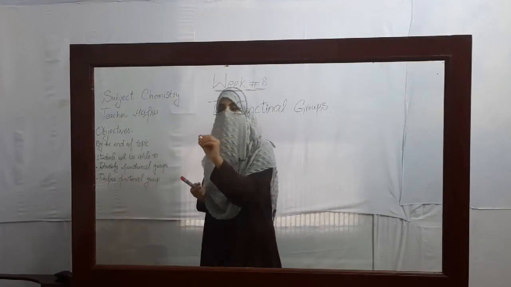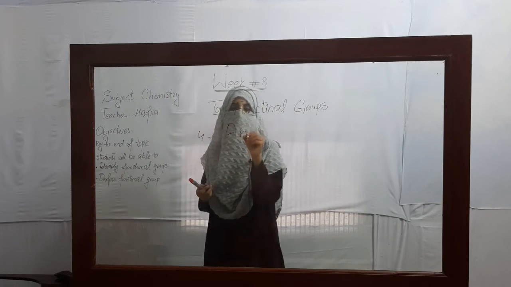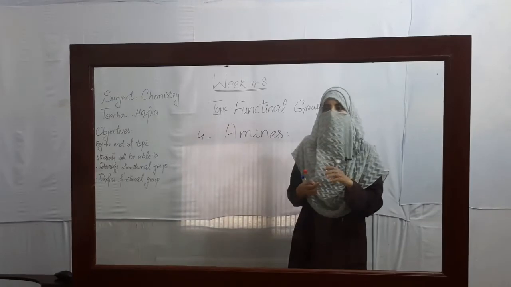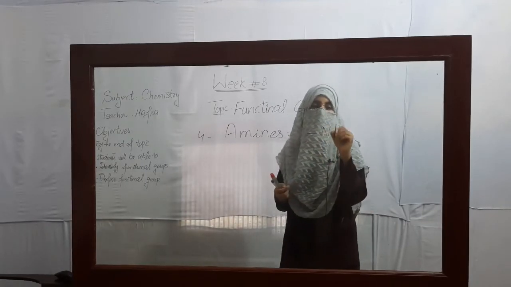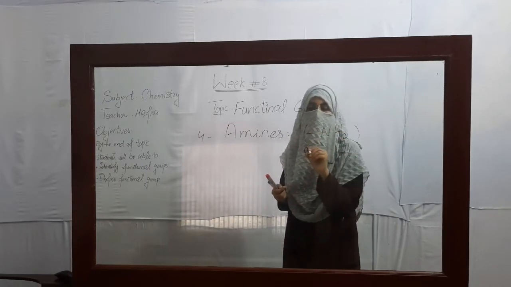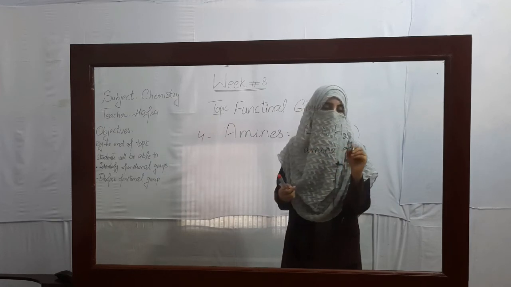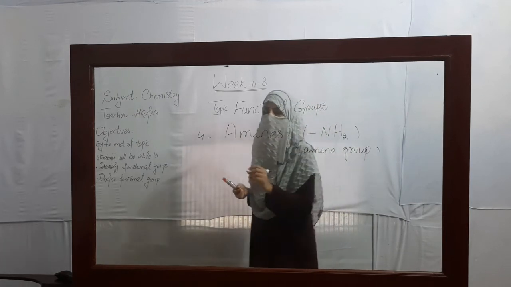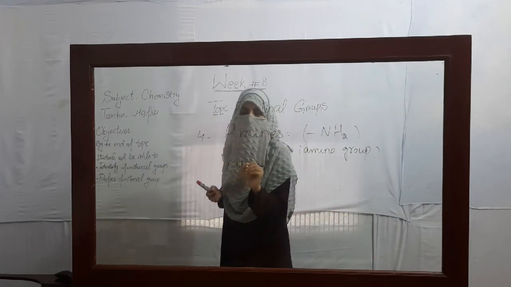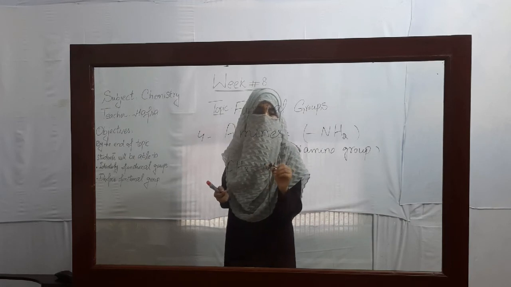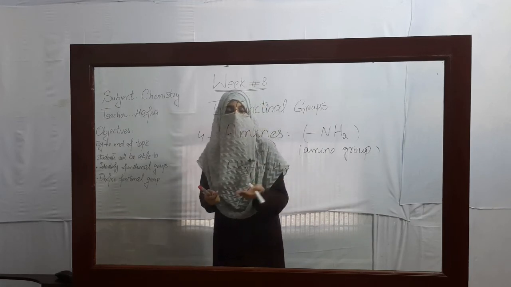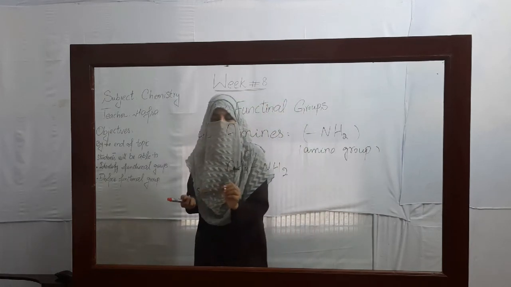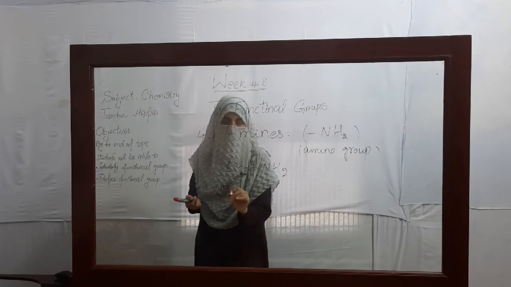Our last family is amine. Amine is a nitrogen family group. If an alkyl chain has that amino group, then it will belong to amines. Simply CH3 NH2, methylamine, ethylamine, propylamine. And our last topic is double bond and triple bond.